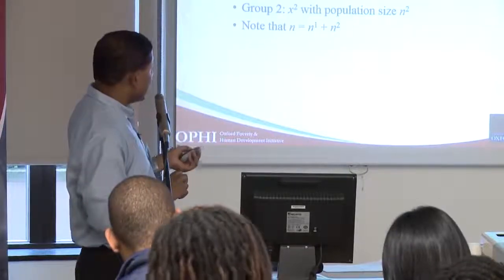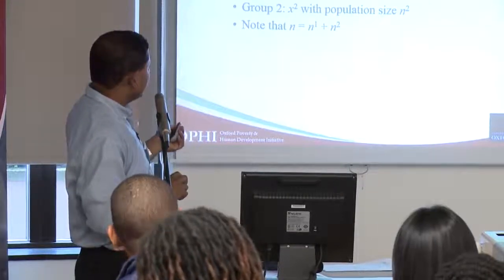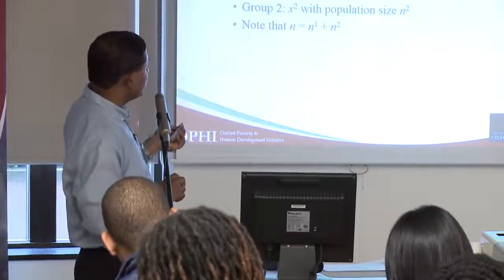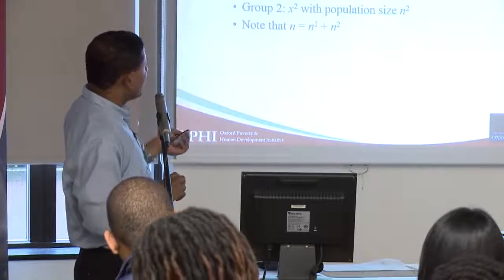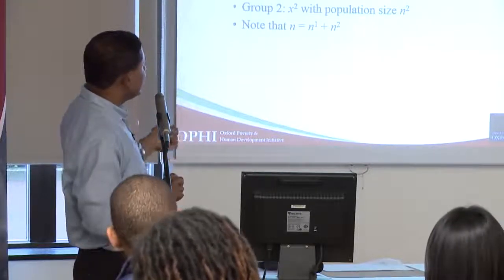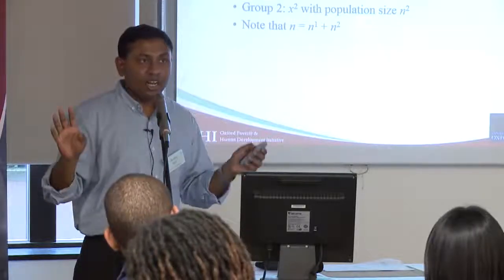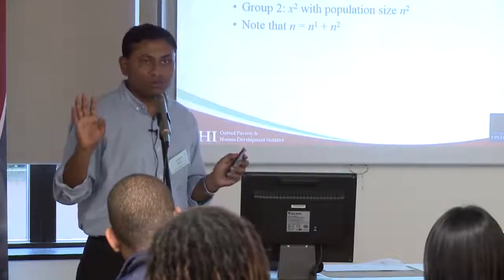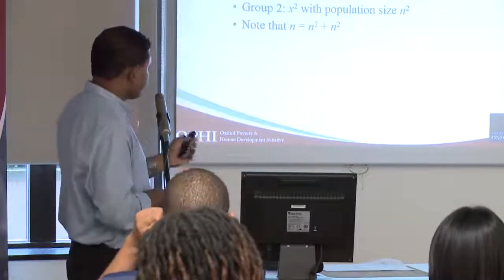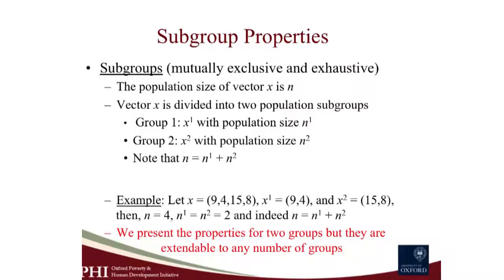So if the total population size, as we have assumed, is n, and the distribution is divided into two population subgroups, say x1 and x2, with population sizes say n1 and n2. So this is how we create subgroups. This is for the definition. Now I just show it for two groups. It can be done for more than two groups, any number of groups you want. So for the example, you have one distribution with 9 and 4, another distribution with 15 and 8. Here n is equal to 4 and the population size of each of the subgroups is 2, and they add up to 4. So this is how we in general create subgroups.